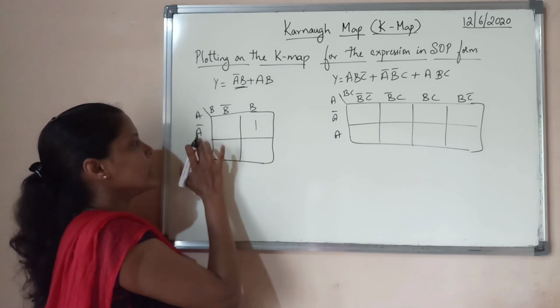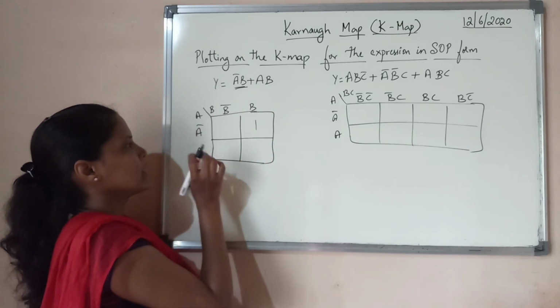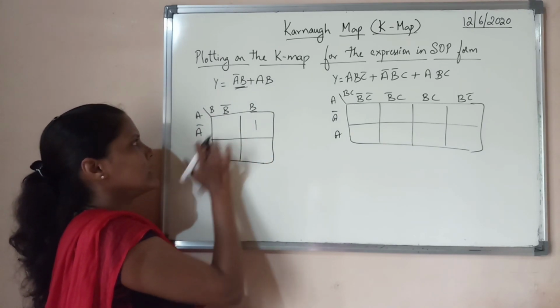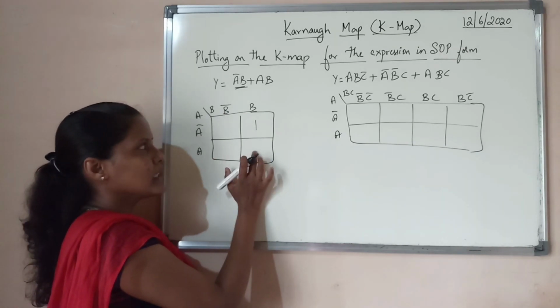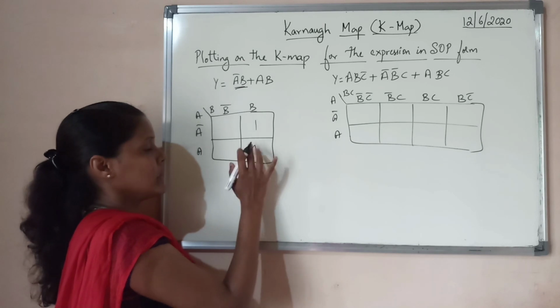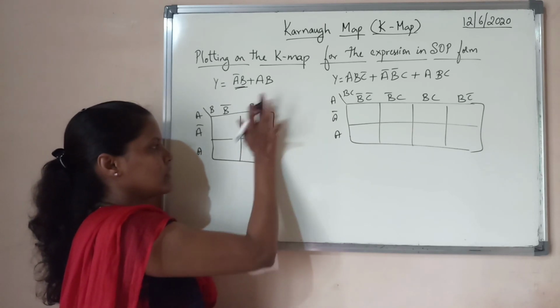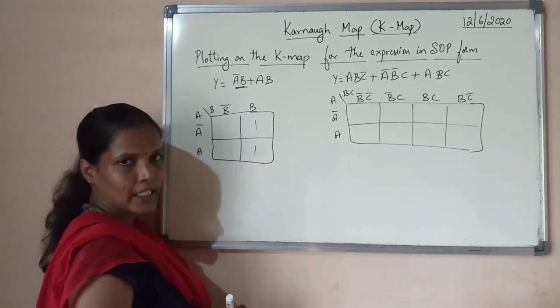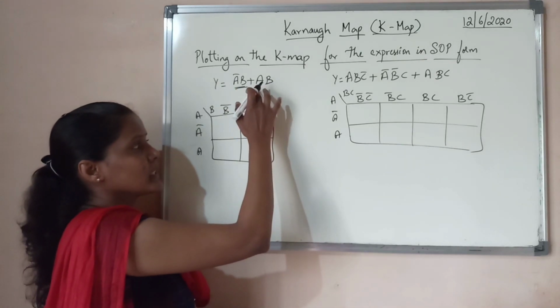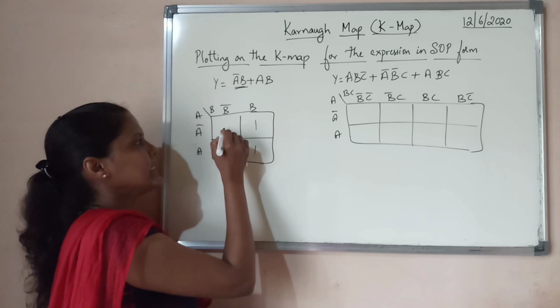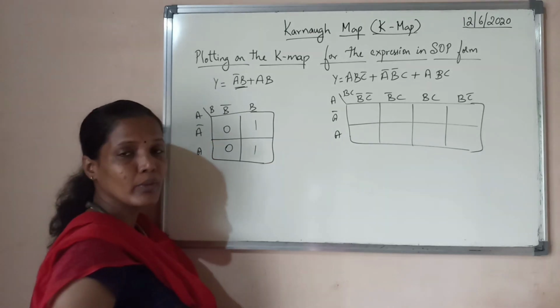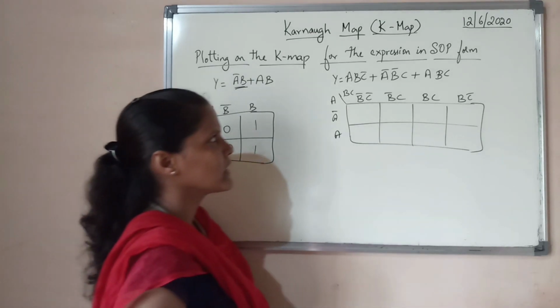And I want AB. Sorry, here it is A. So AB, the minterm of this particular cell is AB bar and the minterm of this is AB. So here I am going to write 1. Whichever minterms are given, you have to fill 1 in those cells and the remaining cells have to be filled with 0.